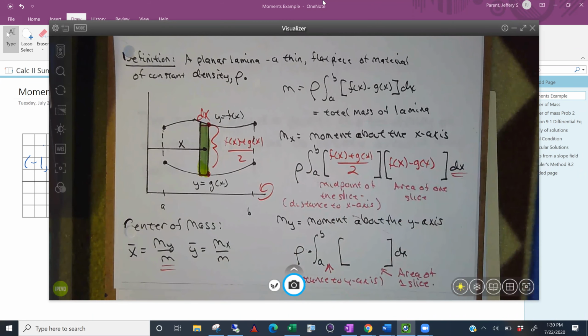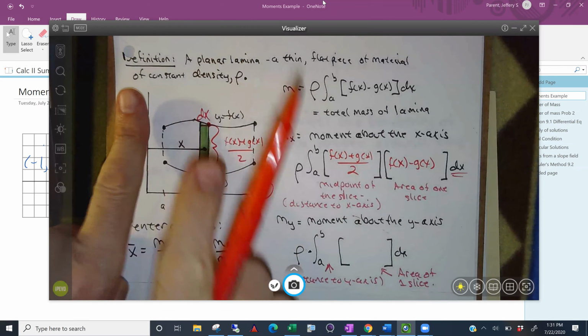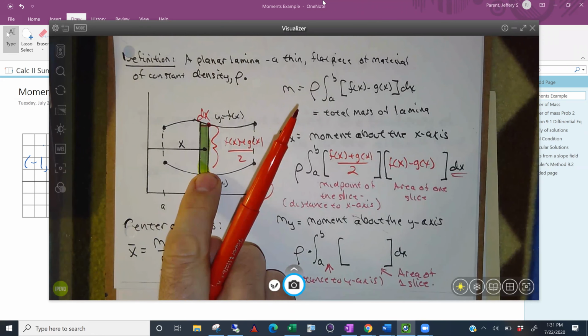But I'm just going to leave it there for the moment. I want to work on finding a moment around the y-axis. That is, this tendency for this function or this plate to want to push its way around the y-axis, as if this is a door hinge and you're pushing down. How much force do we feel from this one plate?